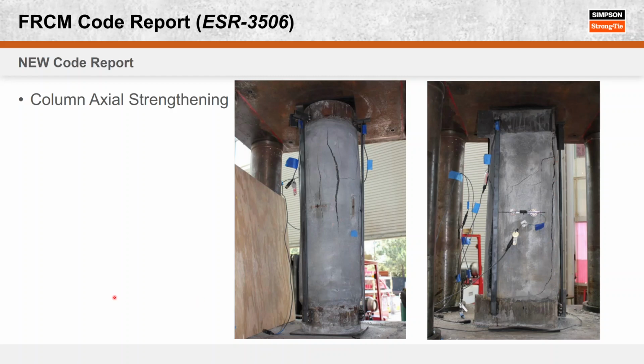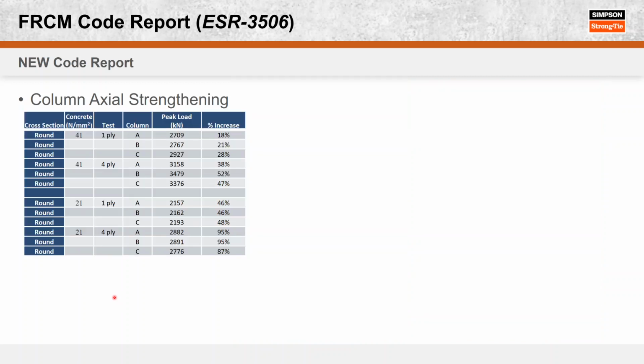We did a handful of specimens there, which is not very big, but I created this slide for S&P so they can see what percentage of strength increase we were able to get with FRCM strengthening. Anywhere from 18% to almost 100% increase in strength. Now we can't use all of that strength in our design. We have to use all of the phi factors and the knockdown factors, but this will give you an idea of how much stronger elements can be with our materials.